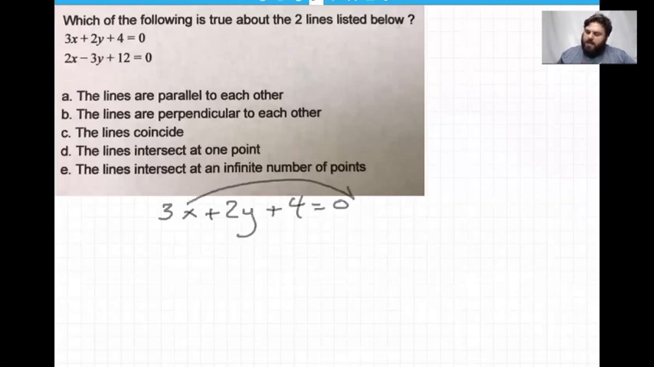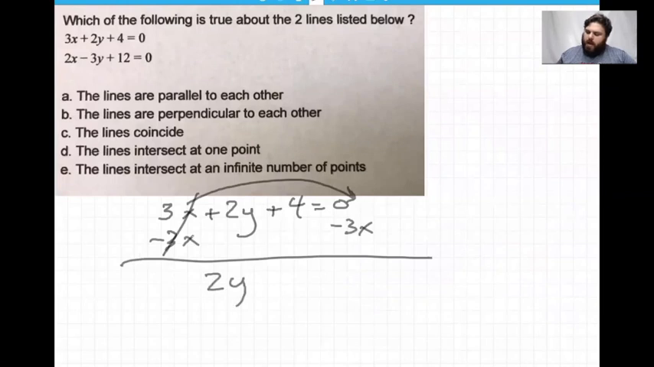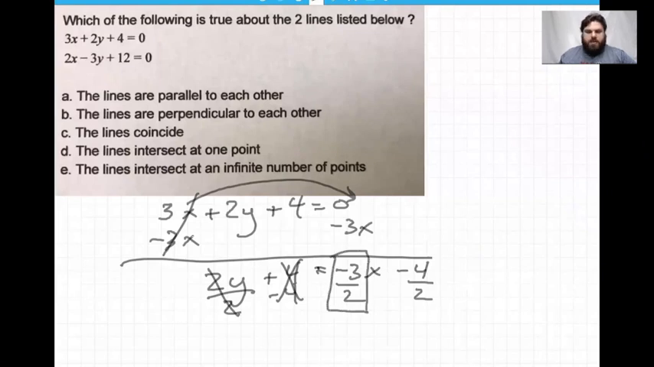So I'm going to move this x over by subtracting 3x from both sides. That gives me 2y, well, there's a plus 4 there, equals negative 3x. Now we saw it's actually okay to just move this number over as well. So I subtract that over, divide everything by 2. This is the slope of the first line, okay, negative 3/2.